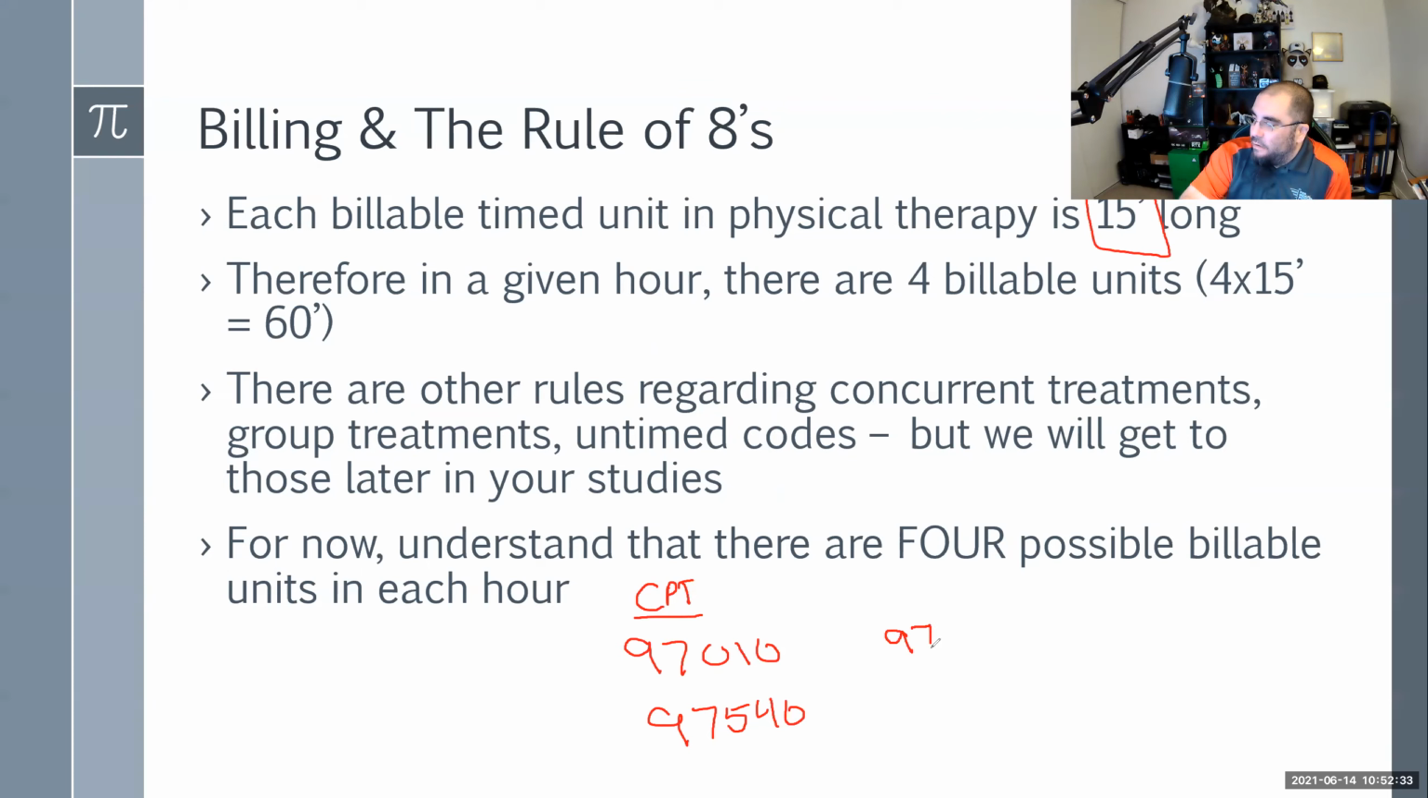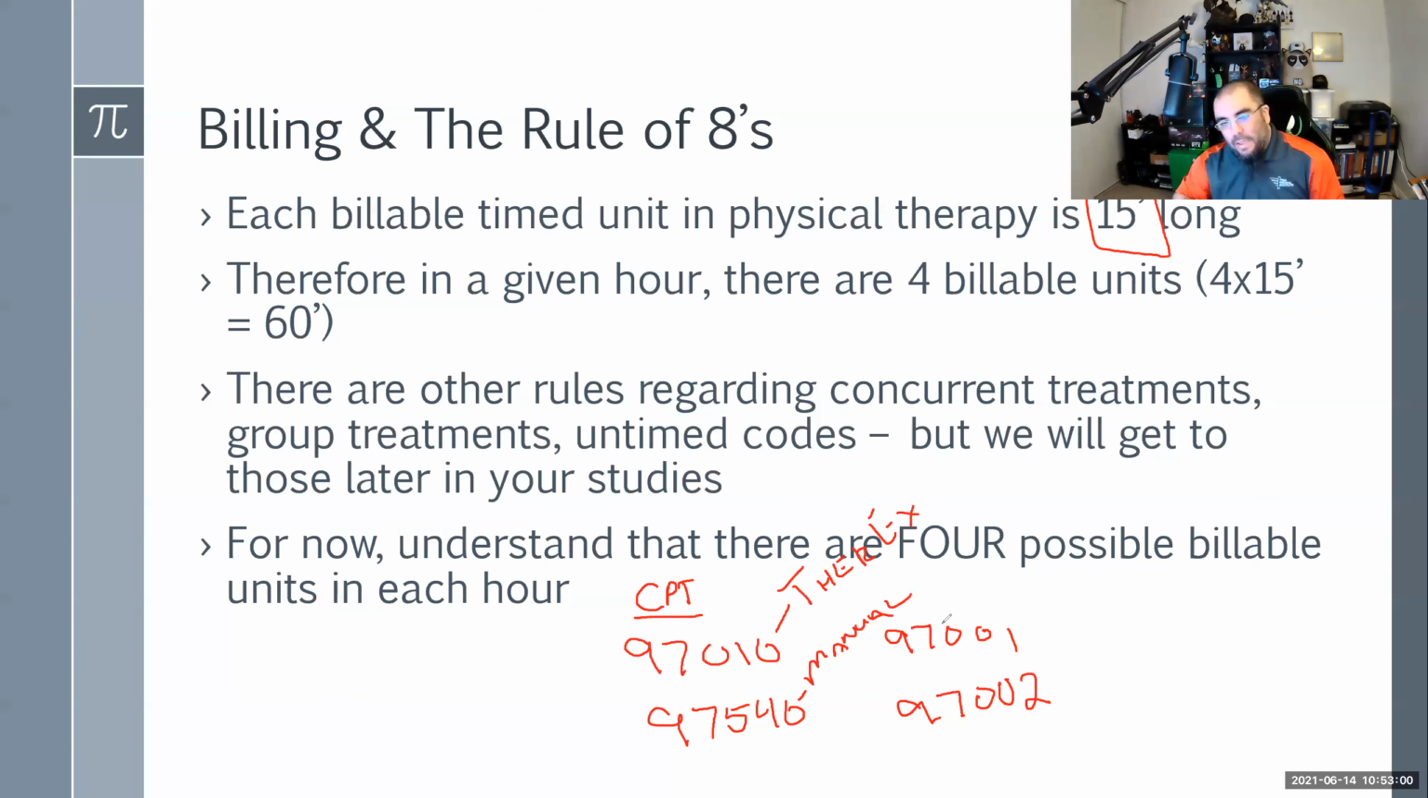97540, 97001, 97002. And what these are all tied to is a specific thing we've done in physical therapy. Like 97010 is our most common one because that's Therex, therapeutic exercise. This is manual therapy, I think, if I remember correctly. It's been a while. It's an A. There we go.